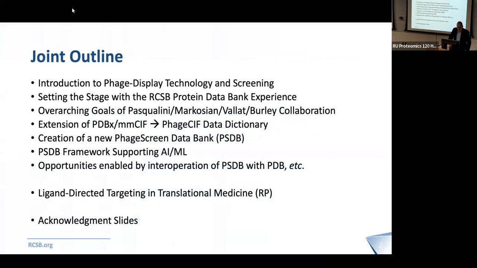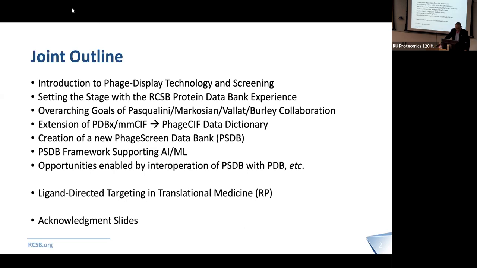By way of joint outline, there's a list of topics that we'll cover here. I'll begin by introducing phage display technology and screening very briefly, and then explain what the connection is between this project and the RCSB Protein Data Bank, outline the goals for the new collaboration that we've established that will involve Renata, Chris Markosian, who used to work for RCSB Protein Data Bank and is now an MD PhD student with Renata and her partner Wadih Arap. This work also involves Brenda Vallat from the RCSB Protein Data Bank.